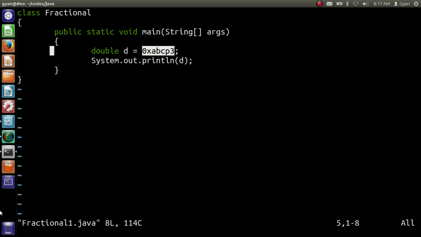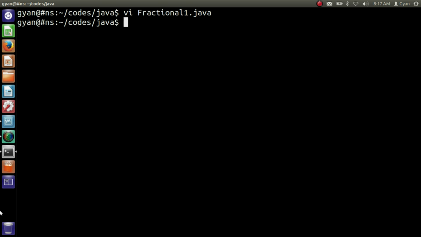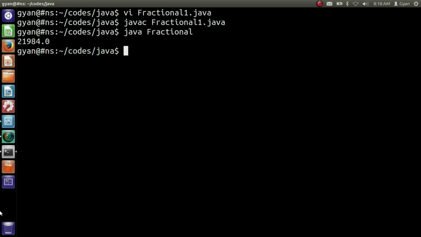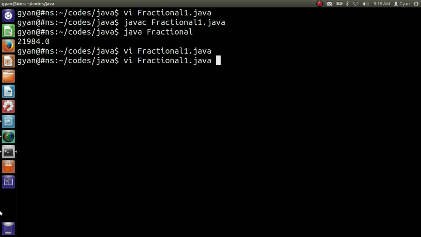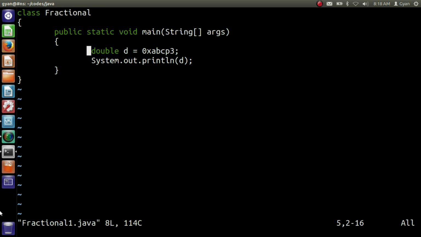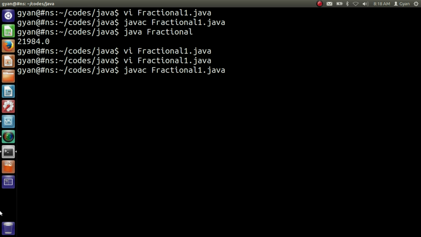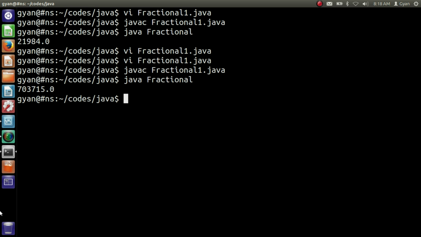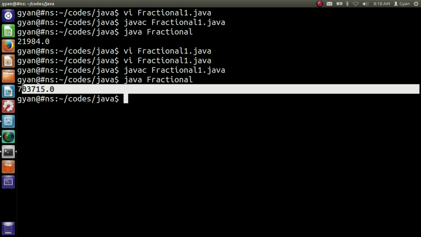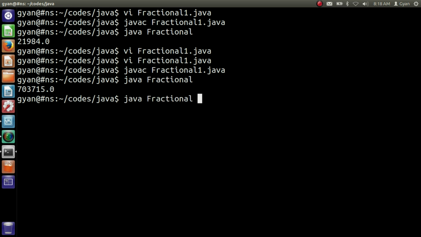Let me execute this program and see what it results. javac fractional1.java. Compiles fine, and then we have to pass the class name to the JVM. Runs fine. Let's change this fractional1.java and write here E instead of P. Now see what's happening here. Compile it. Compiles fine. And then run it. Runs fine, but the output is slightly different than the earlier one. How does it come?